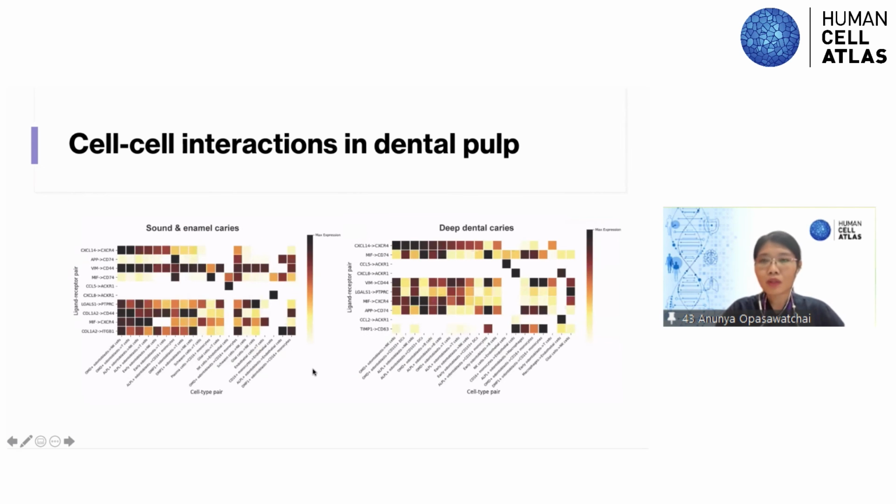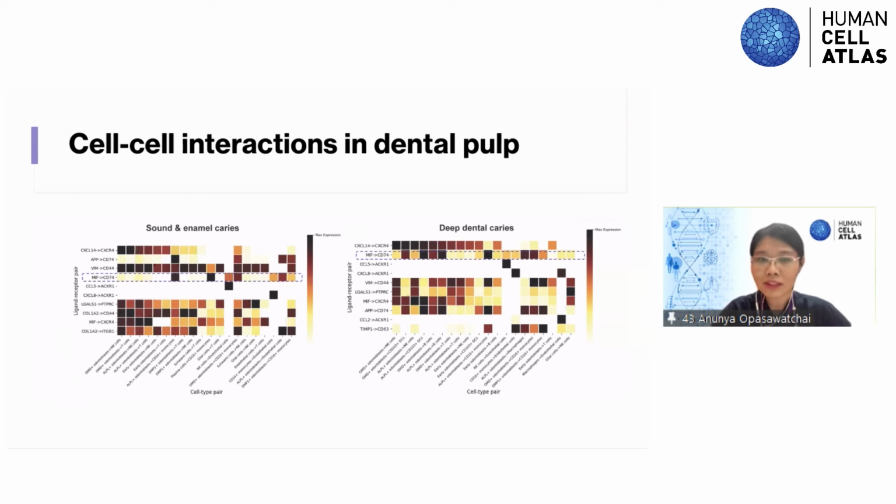Okay, so then we look at each specific interaction. We want to compare each ligand receptor pair between sound and enamel caries and deep dental caries. So here are the top interactions between them. And actually we found that there are quite a few common interactions that were present in both of the conditions, such as the MIF and CD74 interactions.